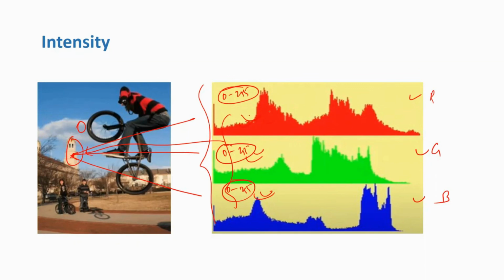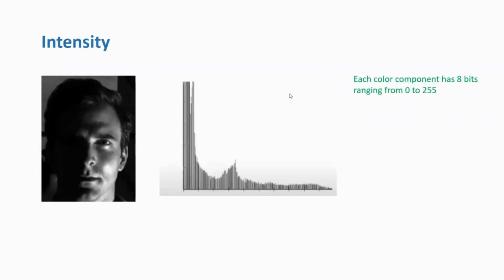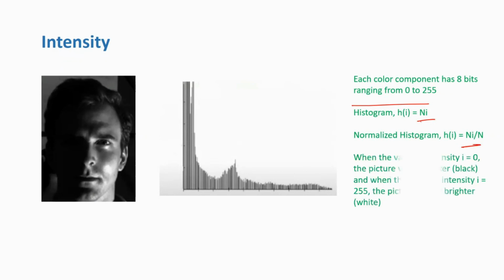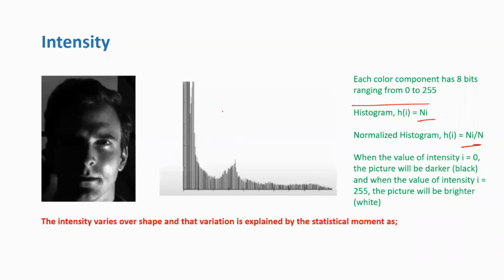So these are given by this histogram. And again here also we will calculate the variation by using some function called a statistical moment. Okay, similarly we talk about intensity. Each color component has 8 bits ranging from 0 to 255. This is the summary in the slide. The histogram H(i) is nothing but n(i), and the normalized histogram is H(i) equals n(i) divided by N. This is the same thing repeated in the slide, for your reference.